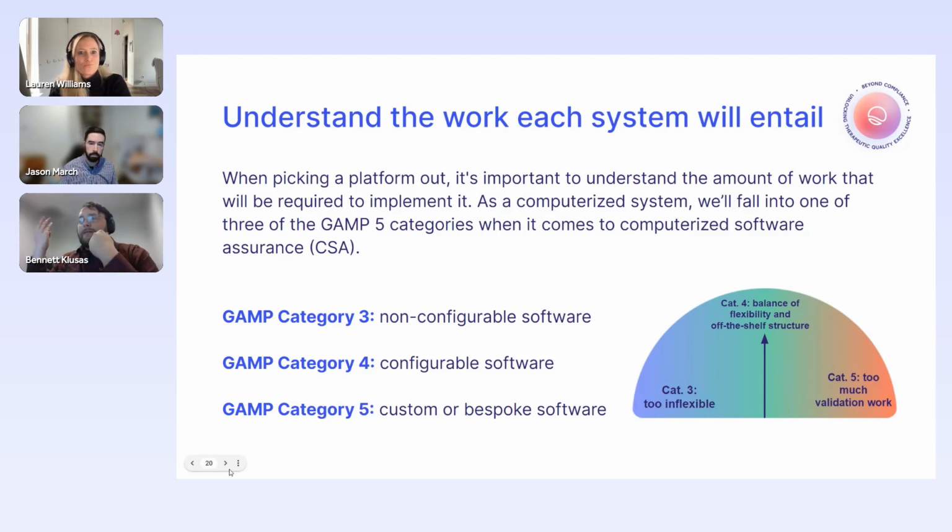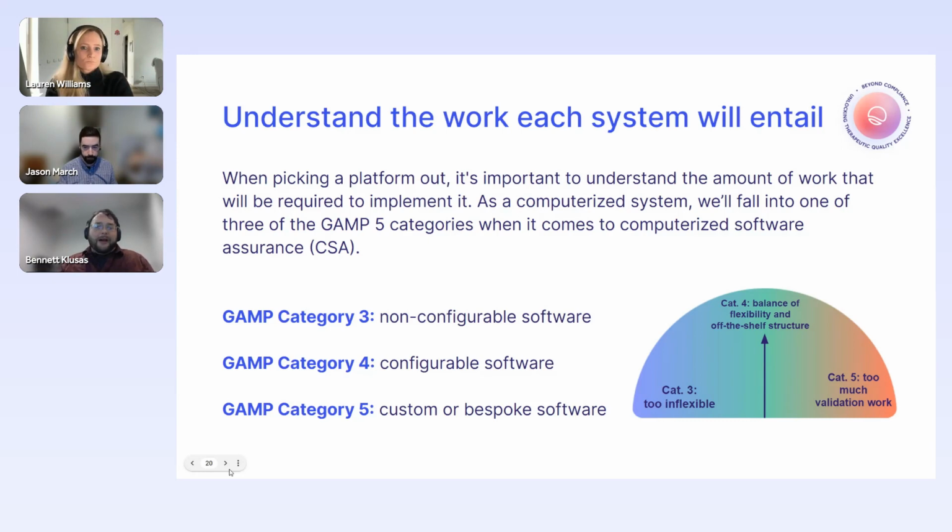So you have things like GAMP category 3, your non-configurable softwares. Think of these as your Microsoft Word. You don't get to make bespoke workflows in Microsoft Word. You don't get to just define how the program works at all. And then you have GAMP category 4, and this is really the sweet spot of, it's a configurable software, but it's using all common functions that have already undergone a lot of this computerized system validation or assurance work.